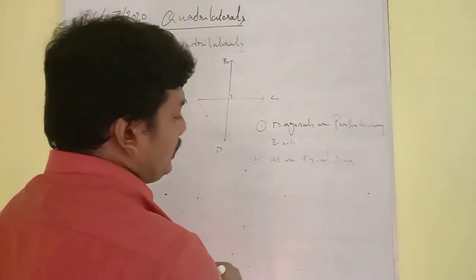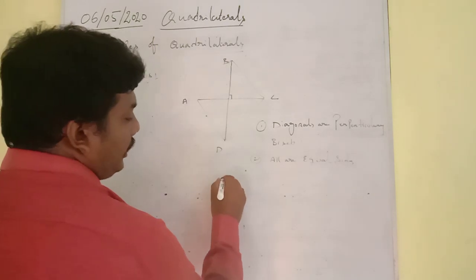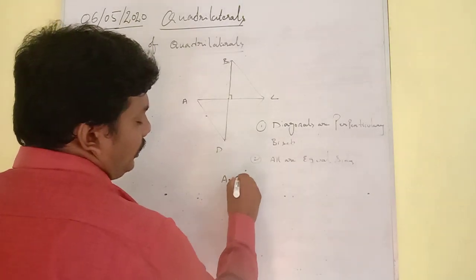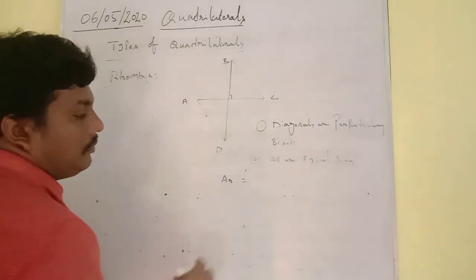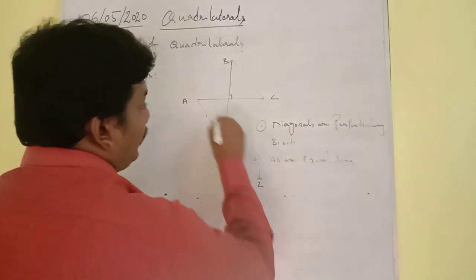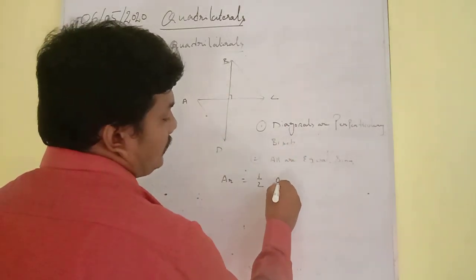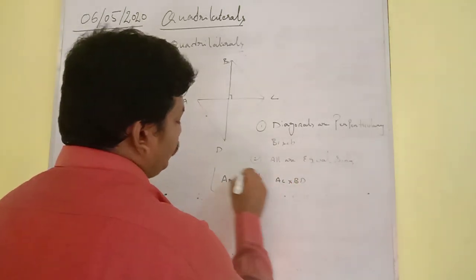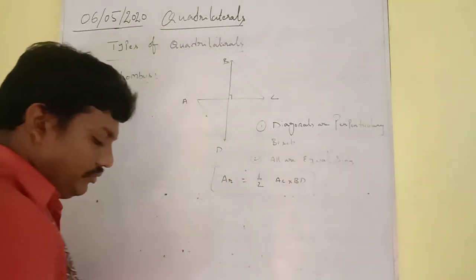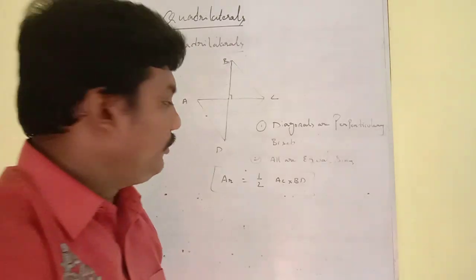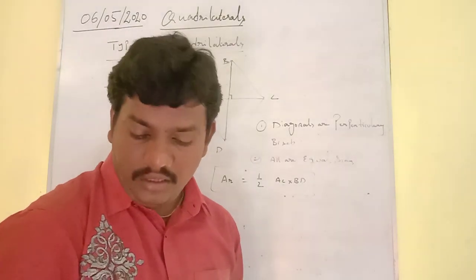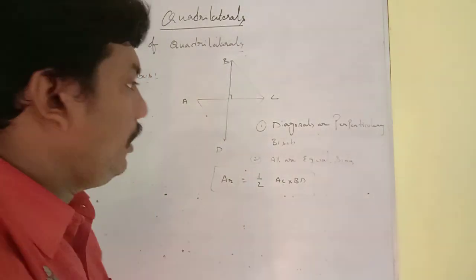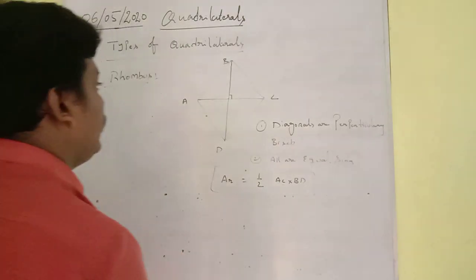Okay. Now what is the area of a rhombus? Area is half into diagonal one, AC, into BD. Half into the product of the diagonals. That is the area of a rhombus.